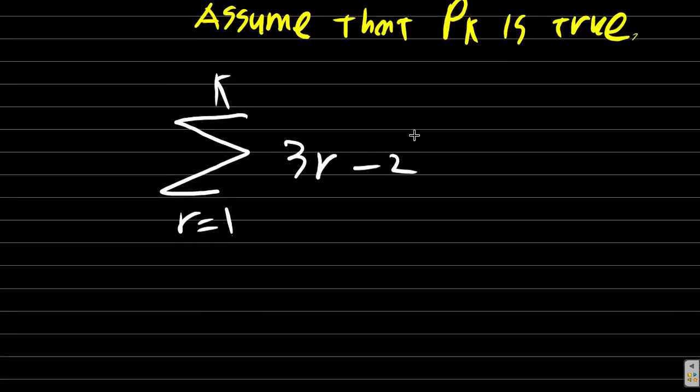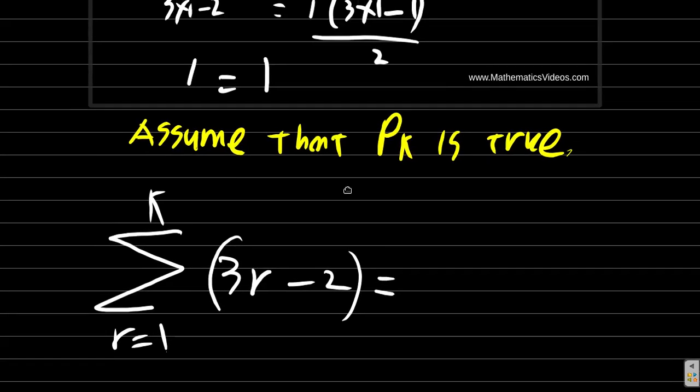3r minus 2. Notice r remains as r, because when the first term r is 1, then the second term r is 2, then the third term r is 3, and so on and so forth. So you don't change r.